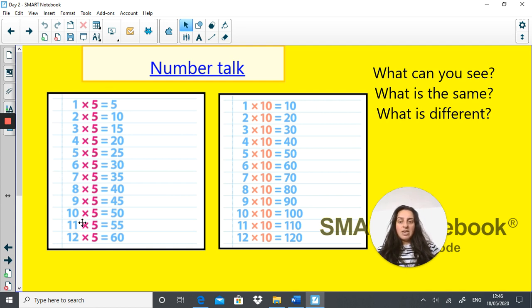So let's get started. So number talk is here. As you can see, you've got a list of multiplication sentences and answers, and another list of multiplication sentences and answers. My question to you is, what can you see? What is the same? What is different? So pause the video and just jot your ideas down. Off you go.